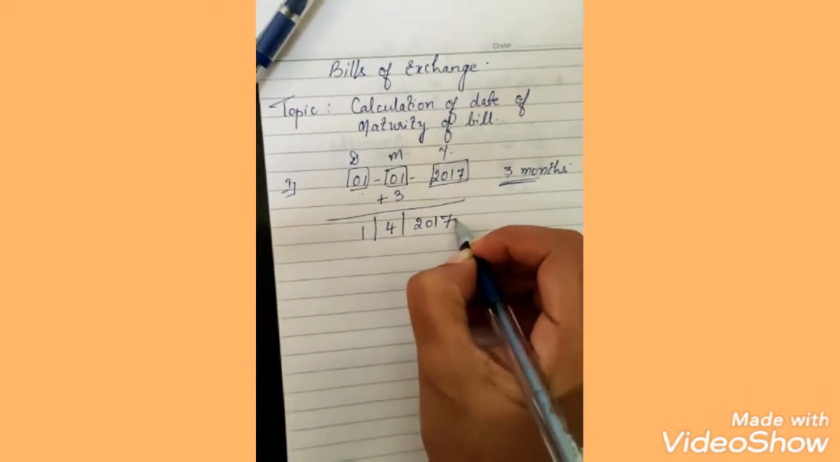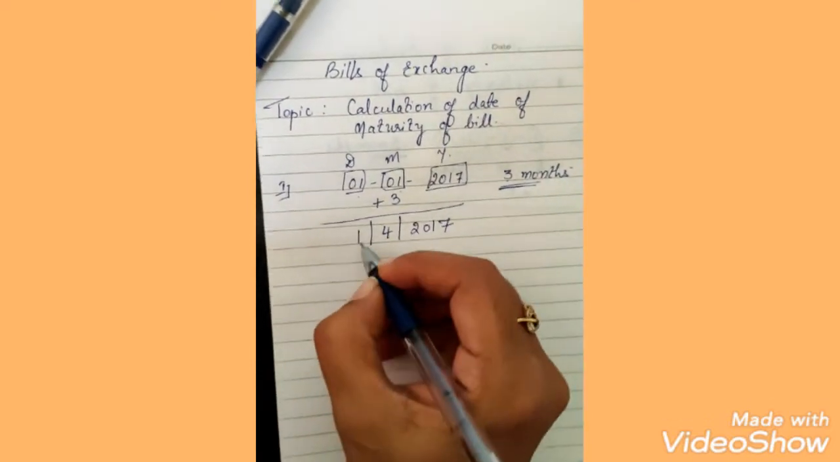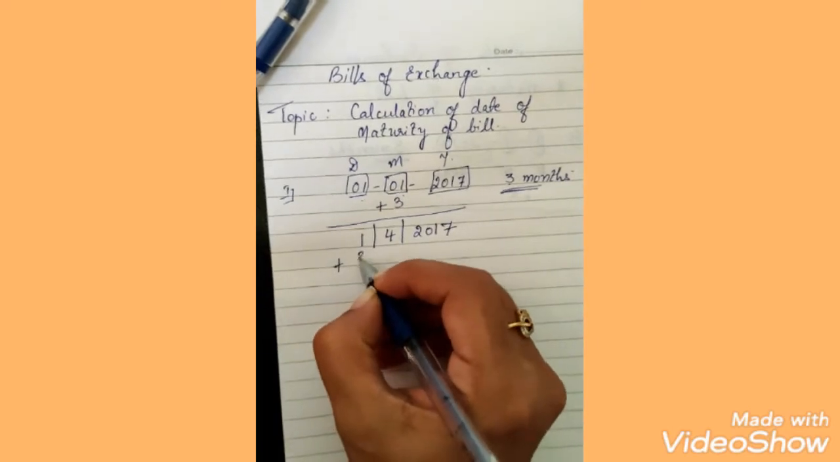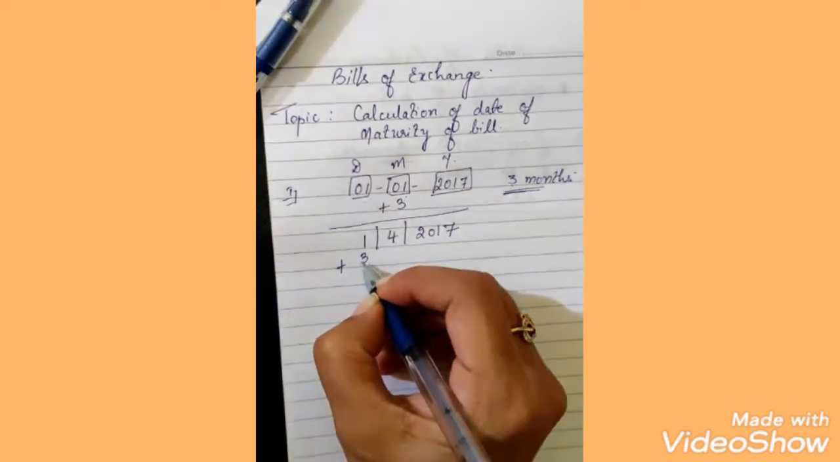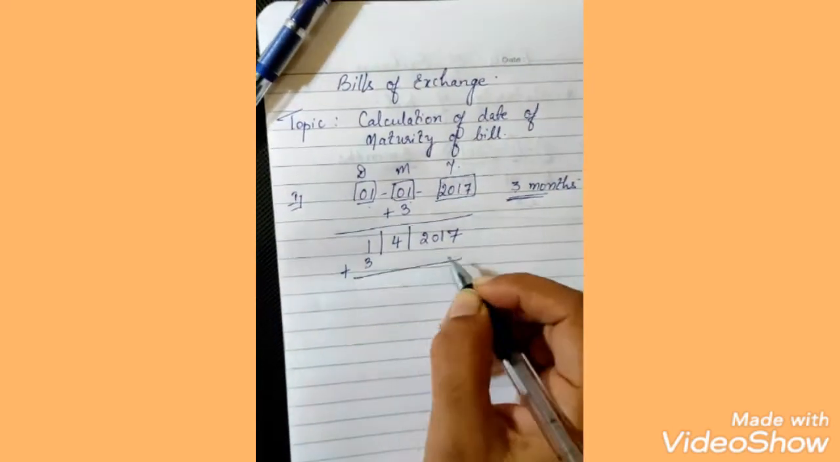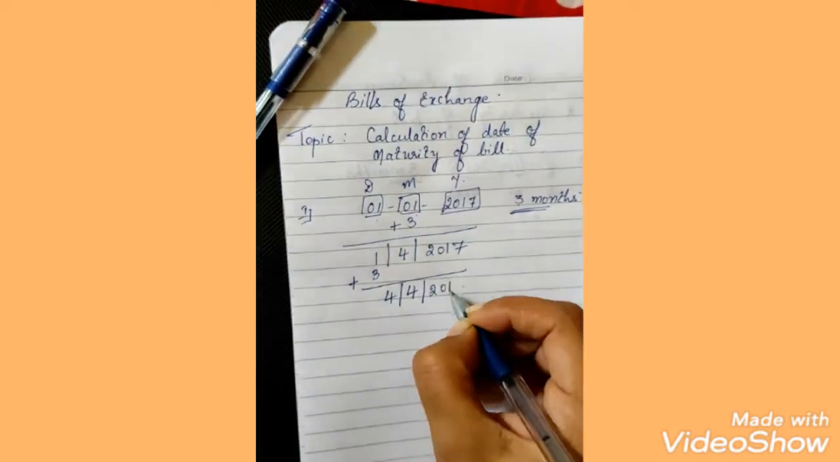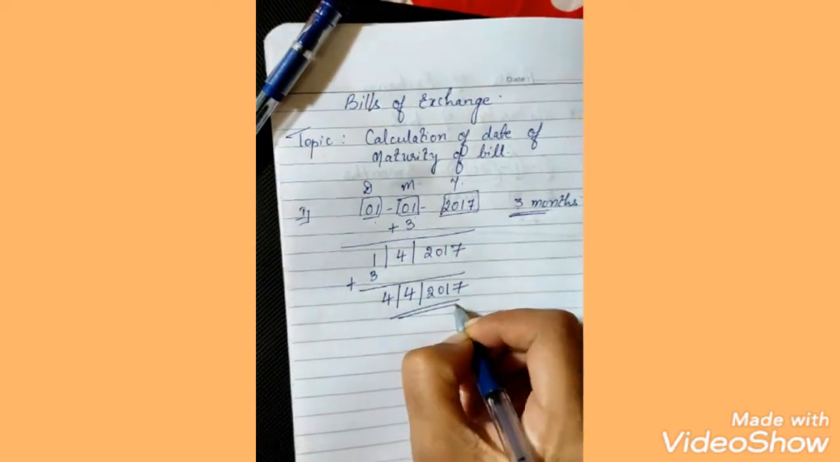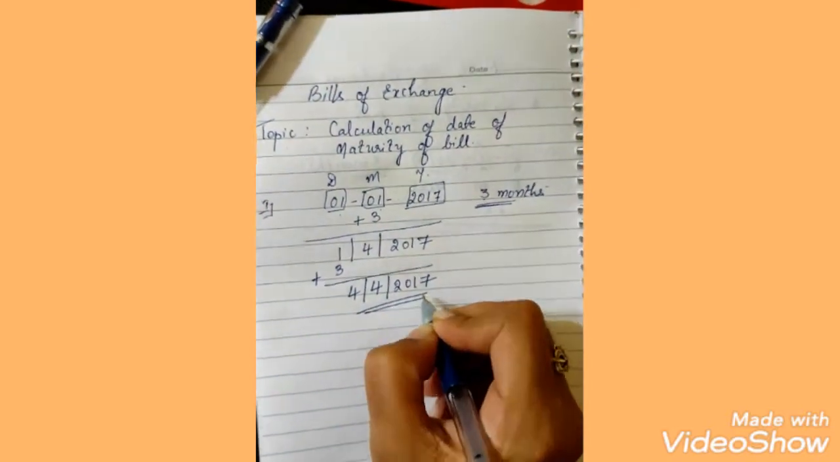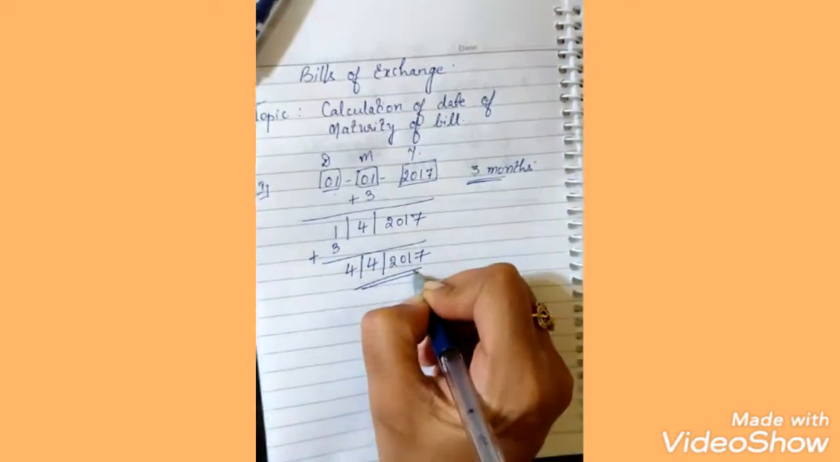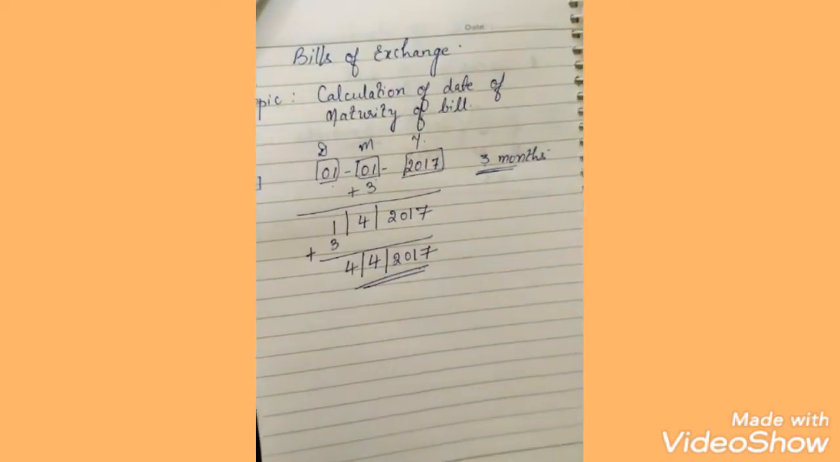2017, right? Now you all know that we have to add 3 days of grace. What we have to add? 3 days of grace. So my date of maturity will be 4th April 2017. So I hope this is an easy way to calculate the date of maturity. We'll take a few more examples now.